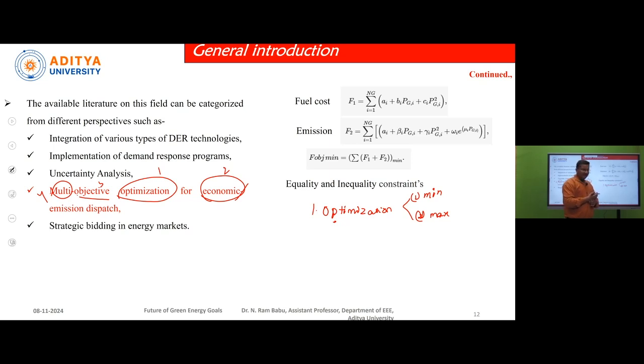For optimization, many techniques exist, such as meta-heuristic techniques like crow search, particle swarm, the artificial bee colony algorithm, and so on. So we can use any of these techniques in order to achieve the minimization case or the maximization case.